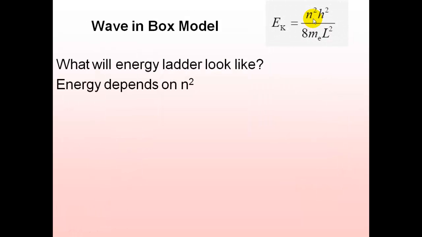And this is what you need to remember as a derivation. So we have this equation. What will this look like if you plotted n against E? Well, as you increase n, E increases with the square of n. So the bottom energy level will be here, the next one will be a little bit bigger, and then we take bigger and bigger jumps as we move up. It's like the energy ladder for a hydrogen atom, but inverted.